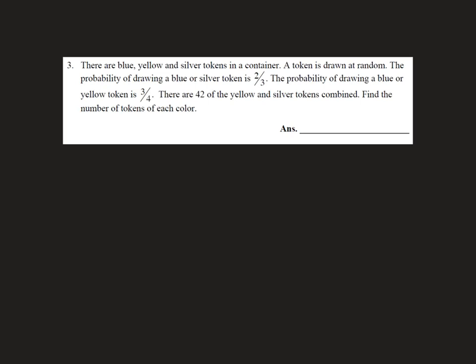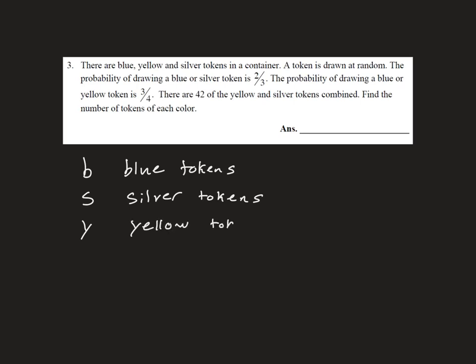So first let's write that there are B blue tokens, S silver tokens, Y yellow tokens, and T total tokens.